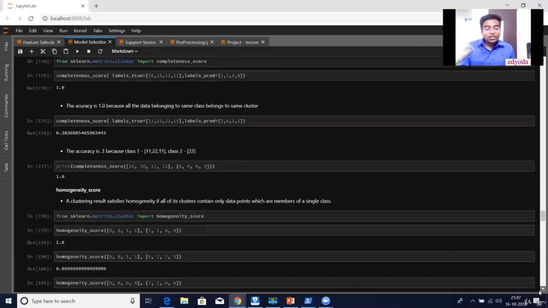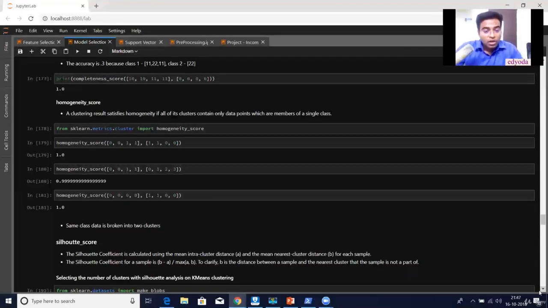The next technique is the homogeneity score. What this means is that all of a cluster's elements contain data points which belong to the same class, though of course now it can be spread, right? For example, again 0 0 0 and 0 belong to cluster 1, 1 and 1 belong to cluster 0. So this is a perfect case.